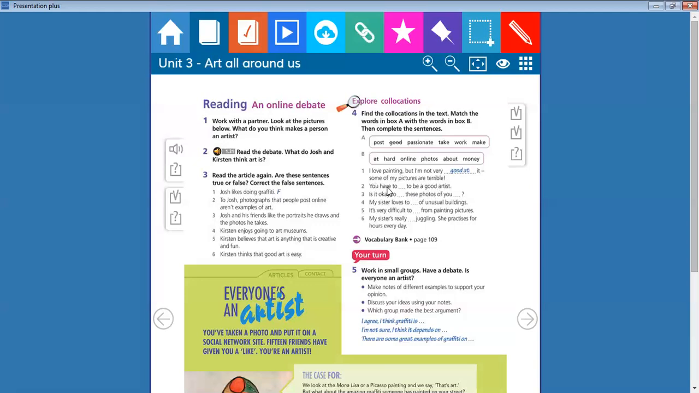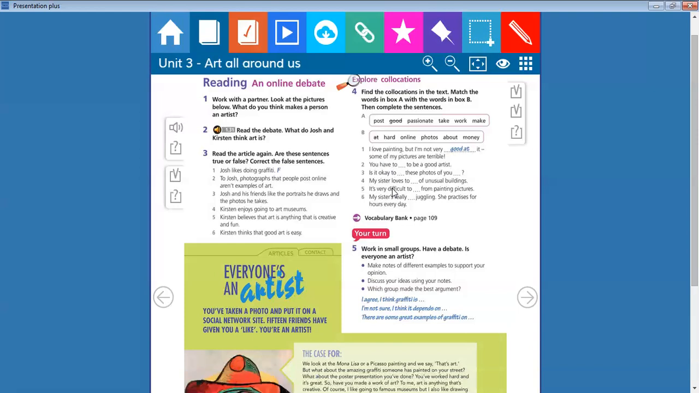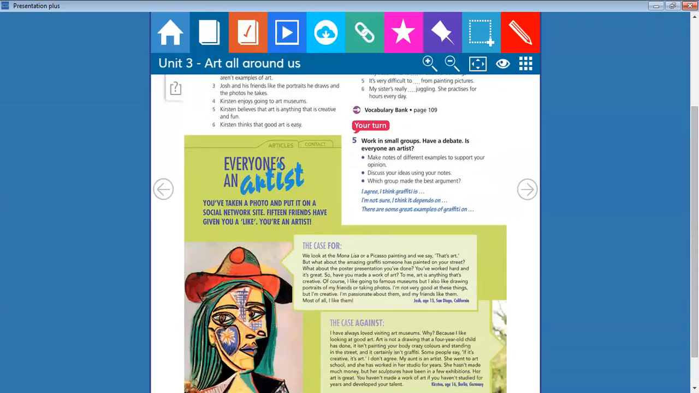You have to be a good actor. Now you have to look here in the reading. You have to find these words here, okay? To complete this.